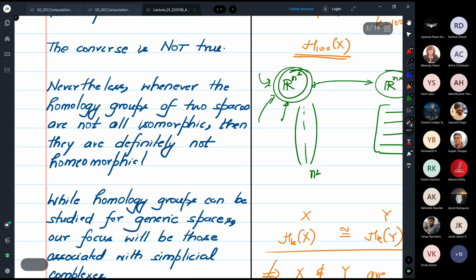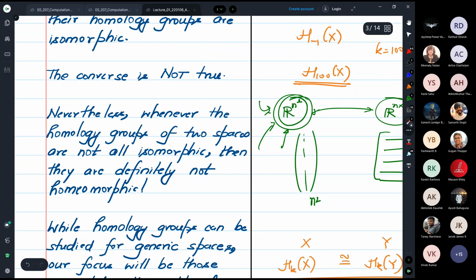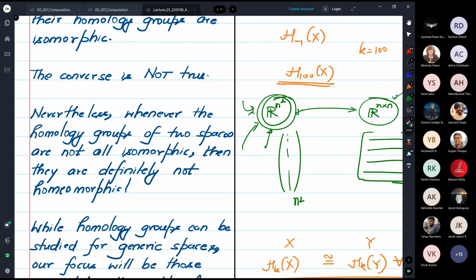So compactness is another property that is preserved under homeomorphism. One can see that the real line is not compact. However, this S1 space is compact.